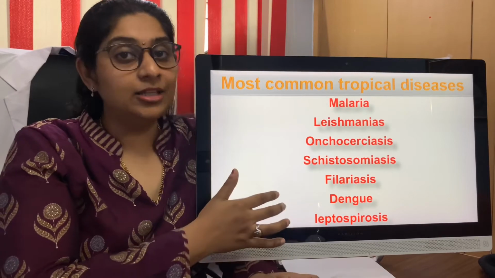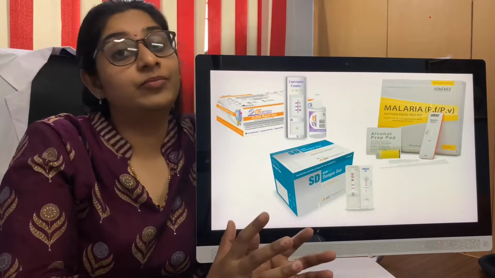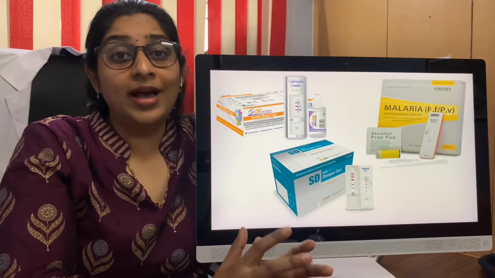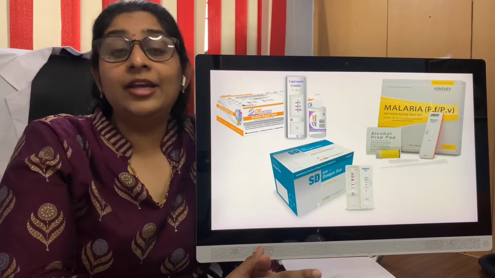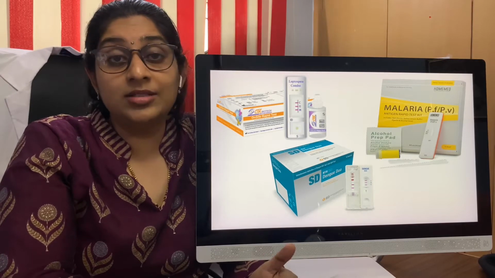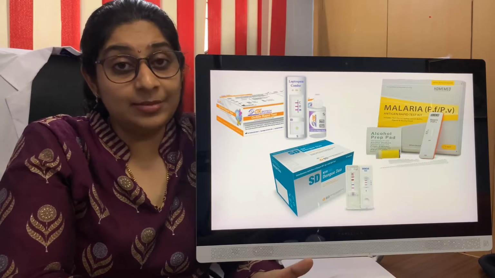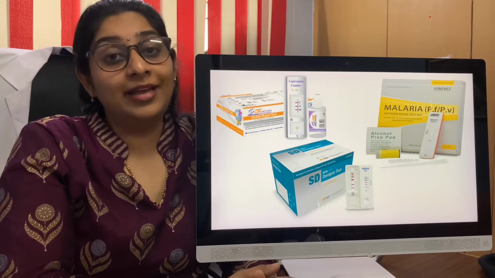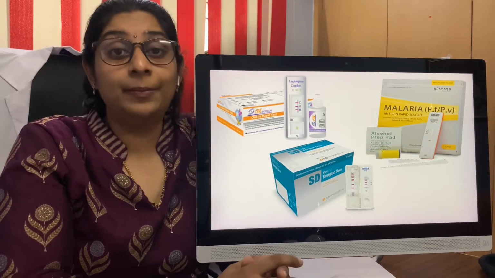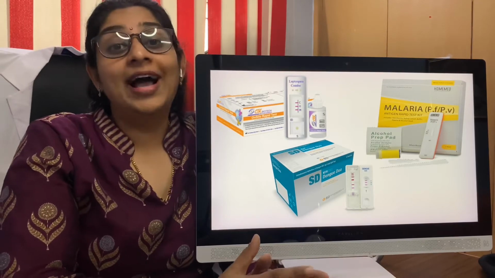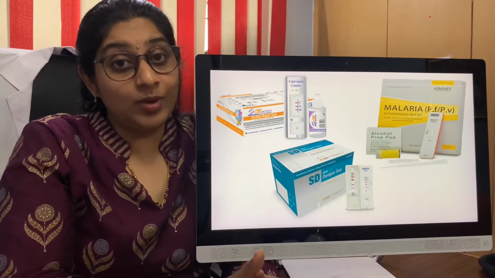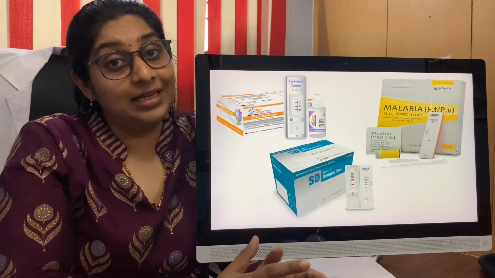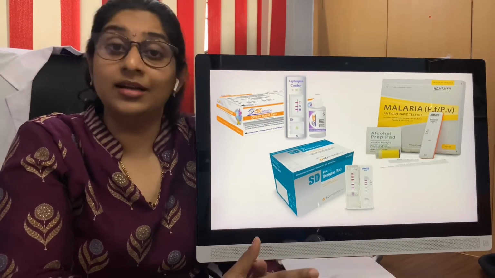In India, the most common are dengue fever, leptospirosis and malaria. For all these three diseases, you have cards available. For malaria, you have two types of cards available: one is the pan-malaria card along with the falciparum, or it is a falciparum along with the Vivax. These combinations are available in the Indian market. For dengue, you have IgG, IgM and NS1. All these three you can get in a combo pack, or separate rapid test cards are also available.